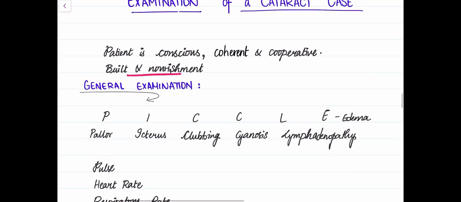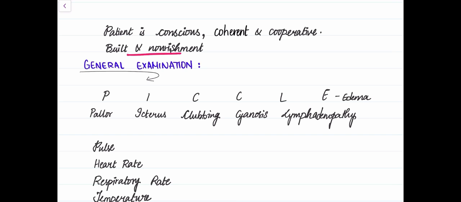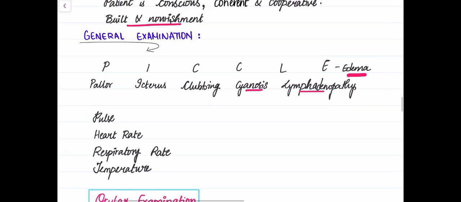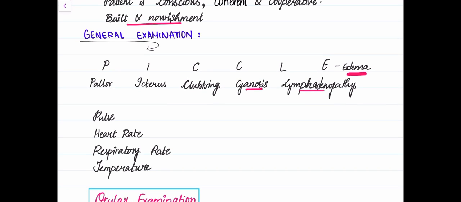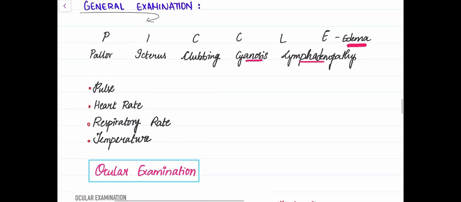Then to the general examination, as in any general medicine case sheet, the pickle, that is the pallor, icterus, clubbing, cyanosis, lymphadenopathy and edema. We look for all these features, and then we note the pulse, heart rate, respiratory rate and temperature of the patient.